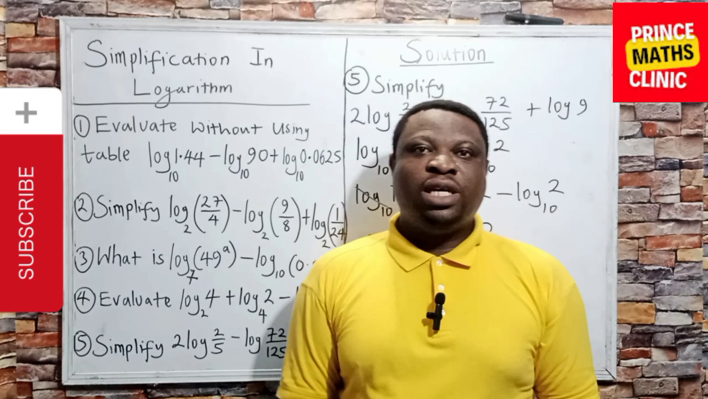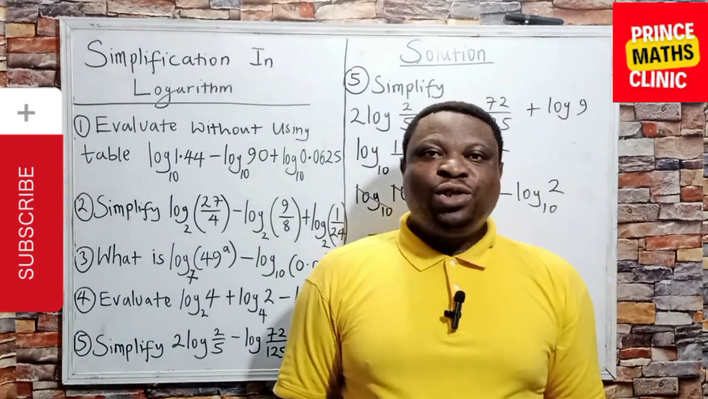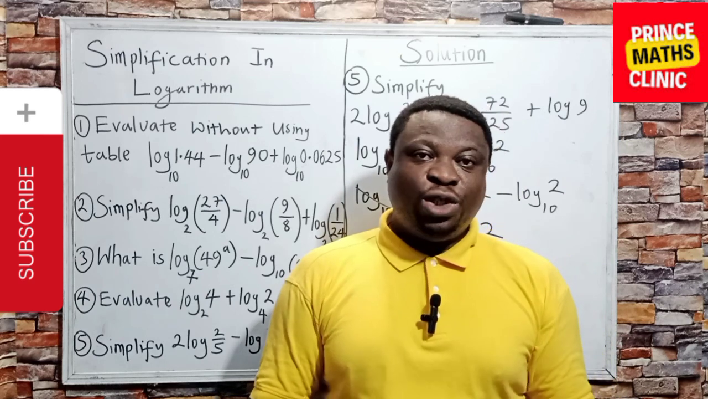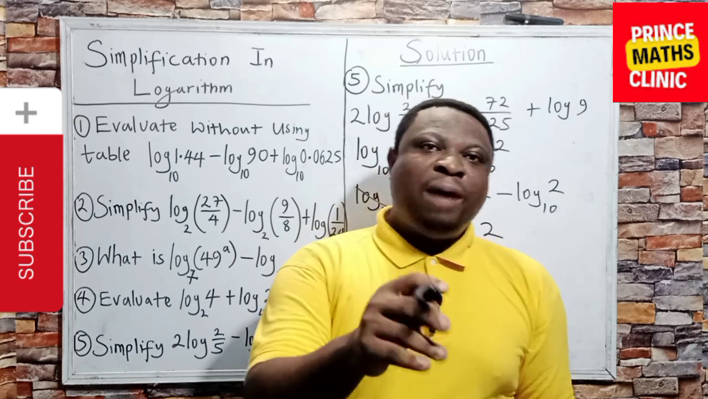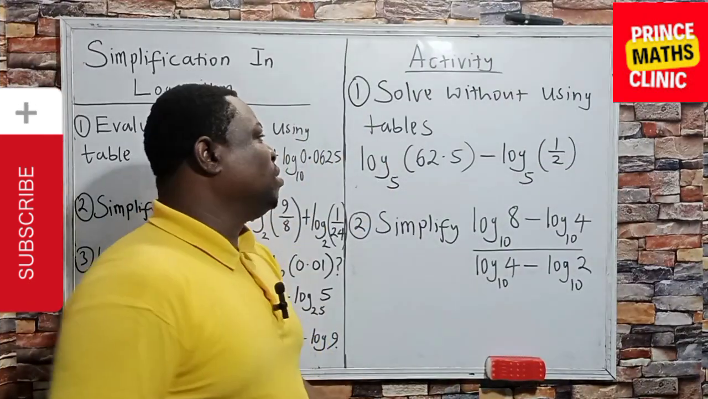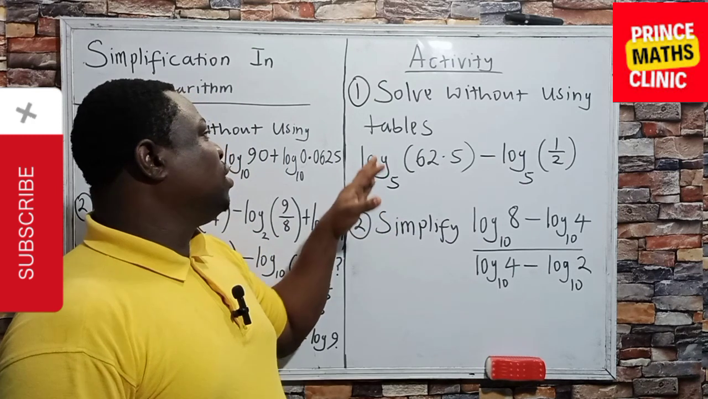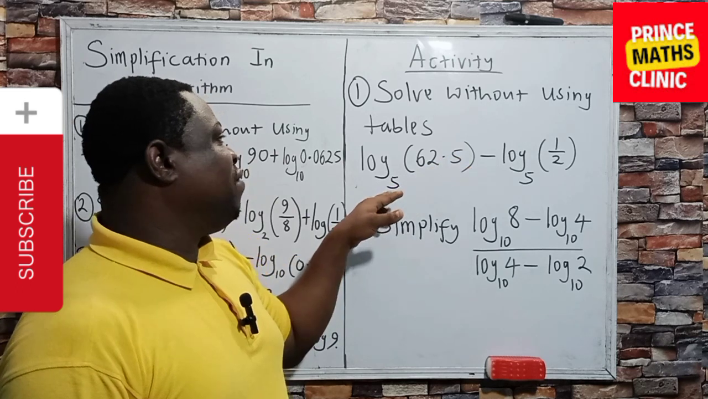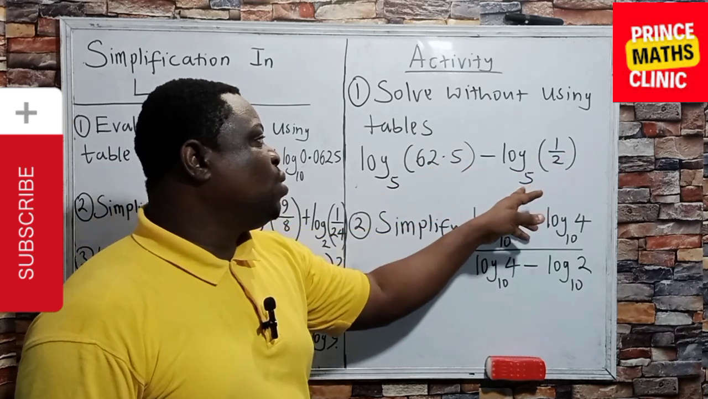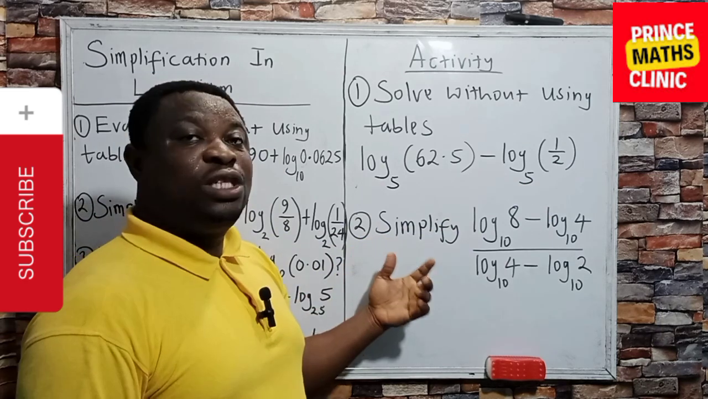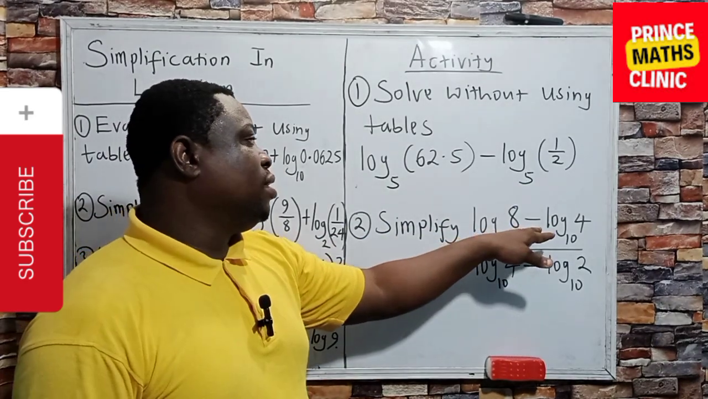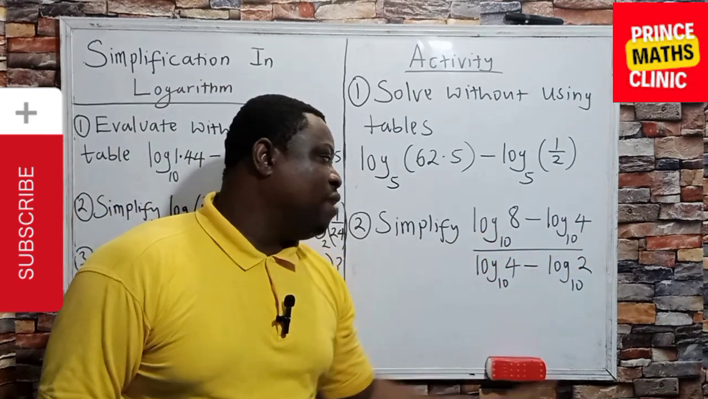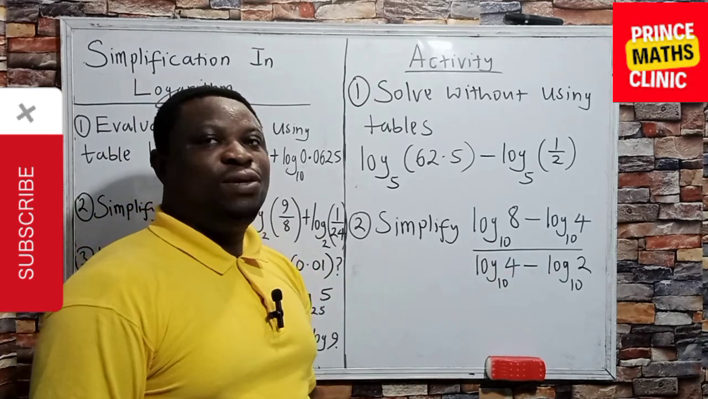Having done all of this, I want to believe that by now you should be able to simplify any given logarithm question using the rules of logarithm. And to confirm that fact, I leave you with this question. Now look at these two questions. The first one says solve without using tables log 62.5 base 5 minus log 1 over 2 base 5. Then this question is to simplify, right? You have to simplify log 8 base 10 minus log 4 base 10, all divided by log 4 base 10 minus log 2 base 10.